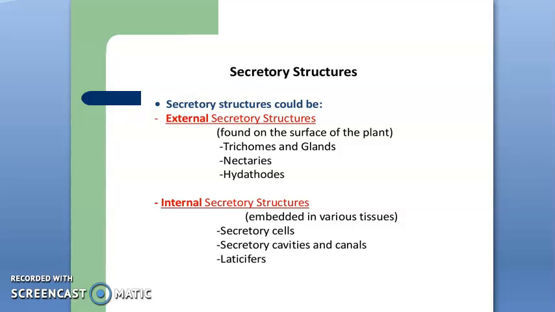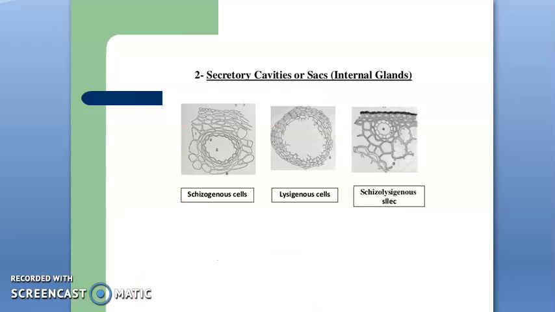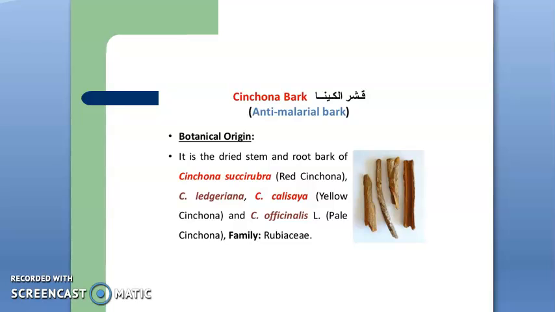Next, secretory structures. These are the external secretory structures: trichomes and glands, nectaries and hydathodes. In case of internal, secretory cells, secretory cavities and canals. These are the secretory cavities or sacs: schizogenous glands, lysigenous glands or schizolysigenous glands. So, this is the example of Cinchona bark, that is an anti-malarial drug, anti-malarial bark.